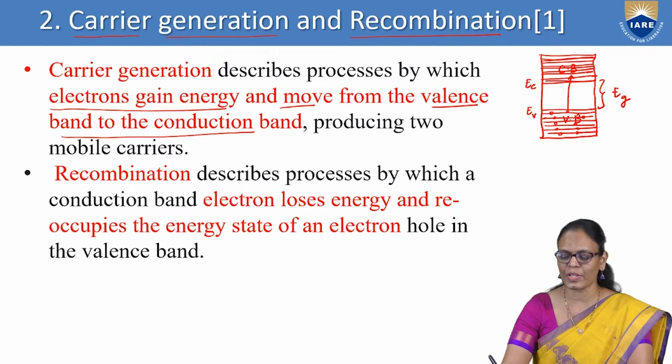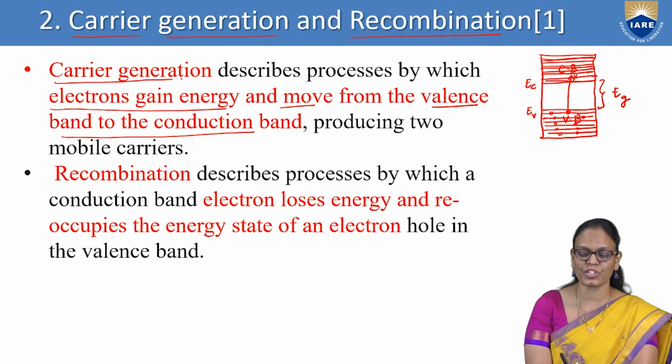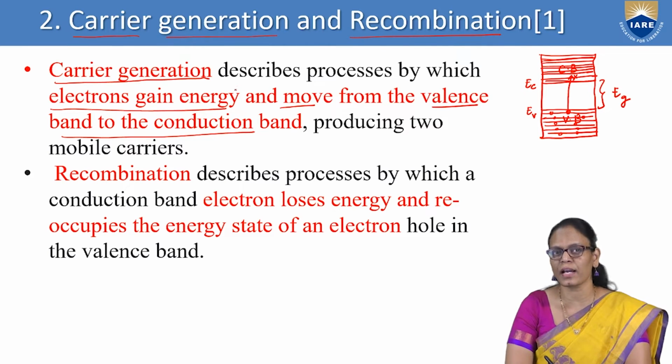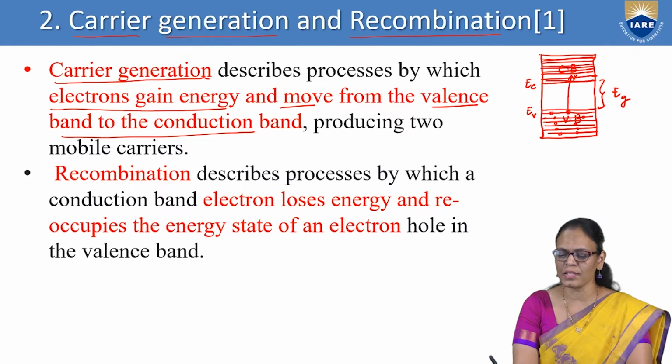Then what happens when the electron moves from here to here? There will be an electron here and correspondingly there will be a hole. So electron-hole pairs are generated. That is why we are calling it carrier generation. Charge carriers are being generated. What are the charge carriers here? The electrons and the holes are generated.